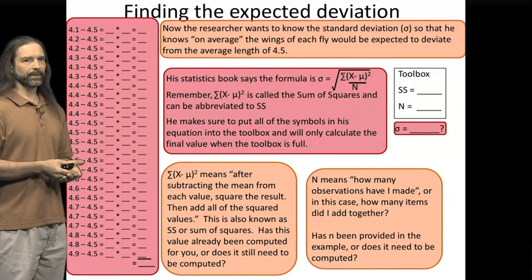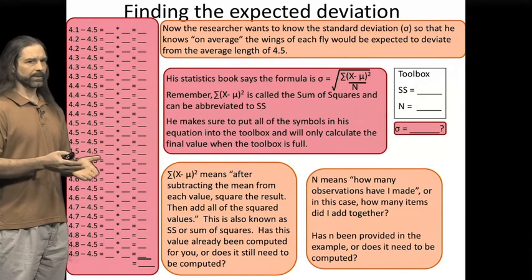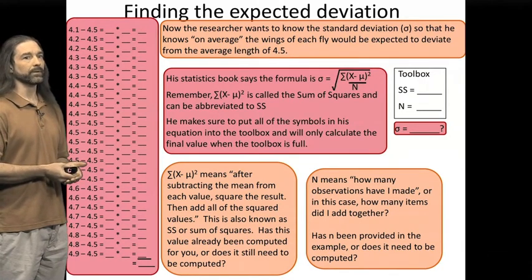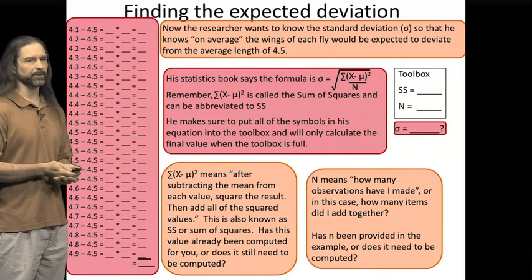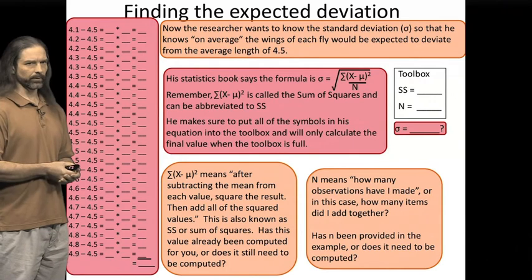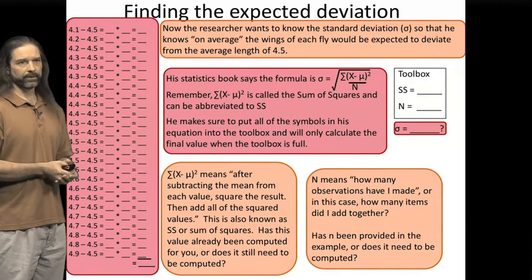And then after I've done that, the number of observations I need to divide by that. The question is, has it been provided or does it need to be computed? So to compute it, all I'm doing is counting the number of flies that I actually captured. Once I've done that, then what I do is take that square root, and that gives me the standard deviation.